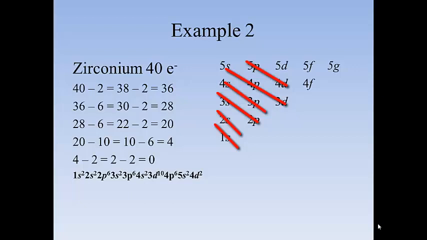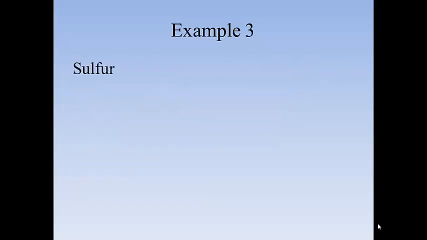4d, and you would most likely leave it in this format: 1s2, 2s2, 2p6, 3s2, 3p6, 4s2, 3d10, 4p6, 5s2, 4d2, and I would accept that as a correct answer. But a more correct answer is when you put all the energy levels together like this. Either way is acceptable.